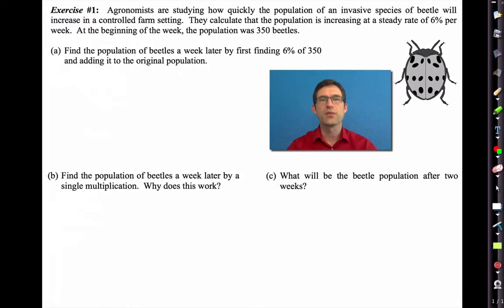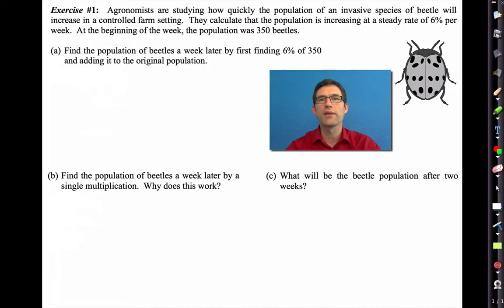In the last lesson, we reviewed how to find percents, and specifically how to find percents by the shortcut method, i.e. multiplying by the decimal equivalent of the percent. Today, we're going to get into situations where we know that something is growing by a certain percent or shrinking by a certain percent. Decaying, declining, decreasing, however you want to put it. So let's start off with some agronomists.